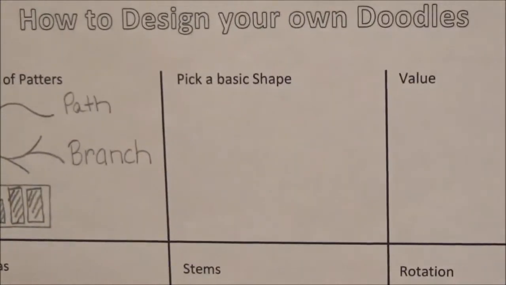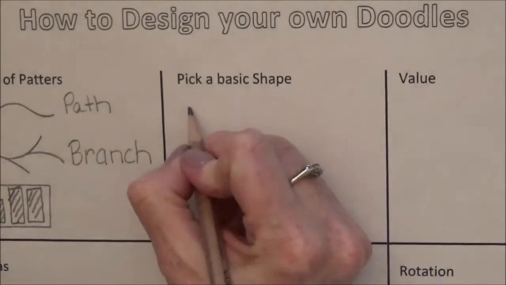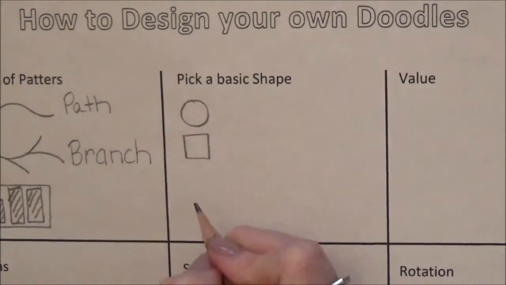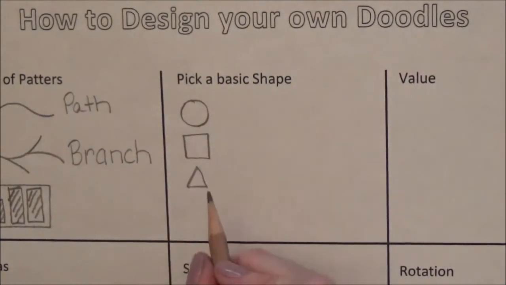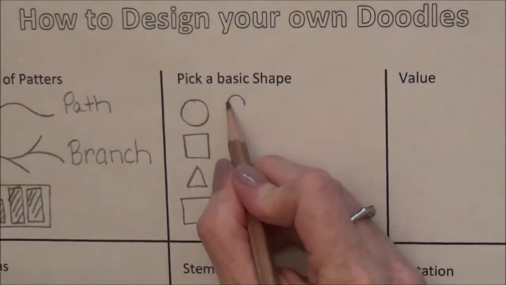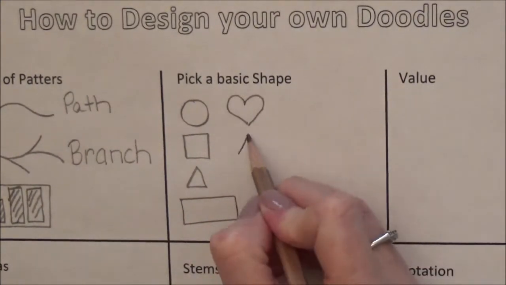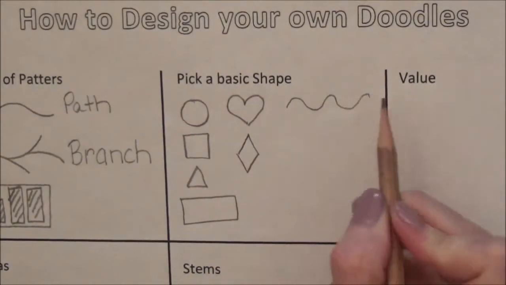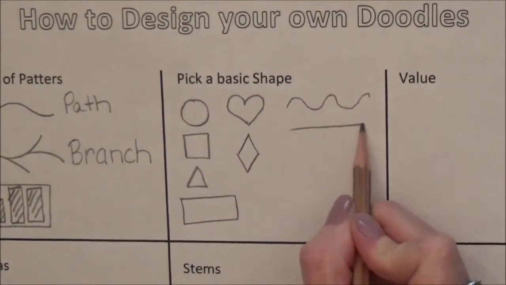Next, you want to pick a basic shape. This can be a circle, a square, a triangle, a rectangle, a heart, a diamond, or a star. I didn't do a star. It could be just a simple line.